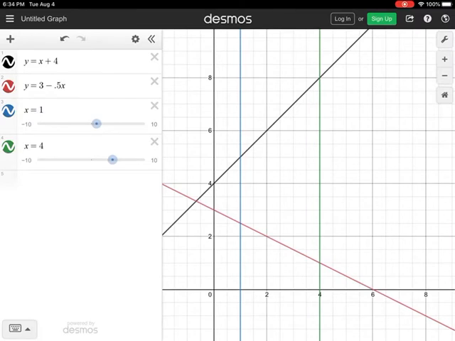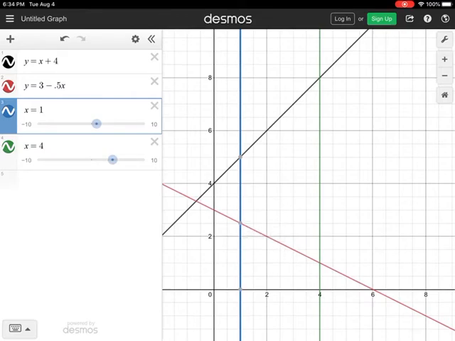All right, so the left-hand side of the region is right here. The right-hand side of the region is along the green line. Those are our left and right bounds. And then we're bounded on the top by the black line, which is y equals x plus 4, and the bottom by 3 minus 1/2 x.